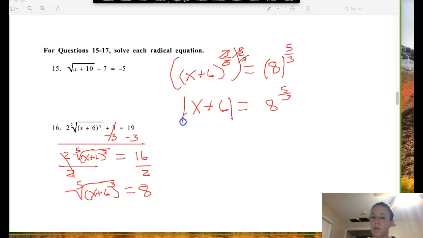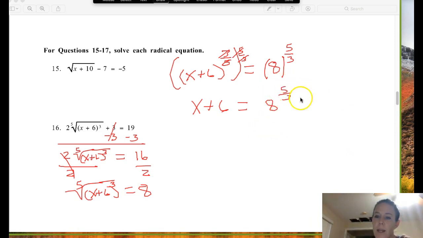If either of those were the root or the power were even, it would have to look like this. The absolute value equals this. And then you would have to do 2 solutions. X plus 6 equals positive this, x plus 6 equals negative this. Just be careful if you use that method, because when you square root, you show a plus or minus solution, or 4th root or any even root.